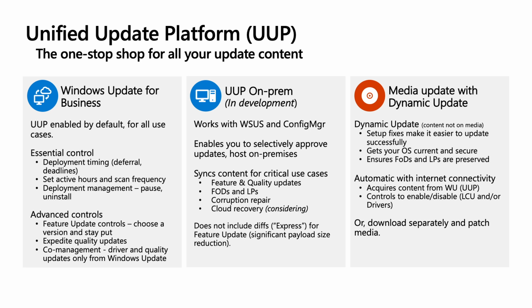For home users connected to Windows Update and for commercial users connected to Windows Update for Business, UUP is enabled by default for all use cases, including migrating and acquiring optional content. It is the most complete delivery of UUP content. UUP on-prem will provide IT pros the ability to use WSUS and Config Manager to approve and host update content on premises for the critical use cases including feature updates, quality updates, optional content migration and acquisition.